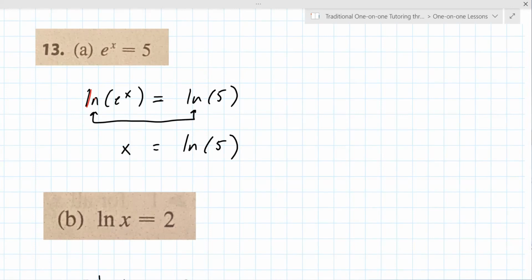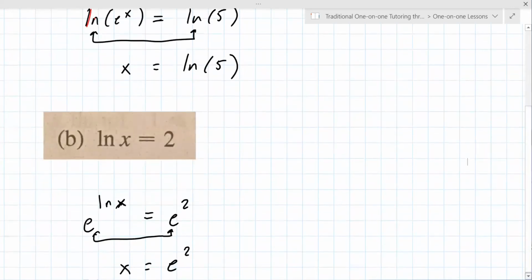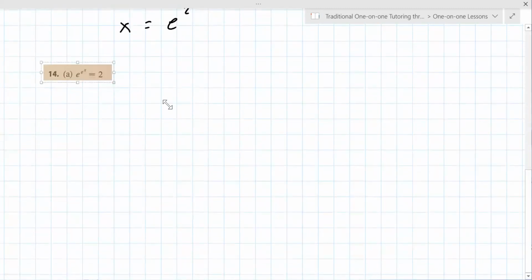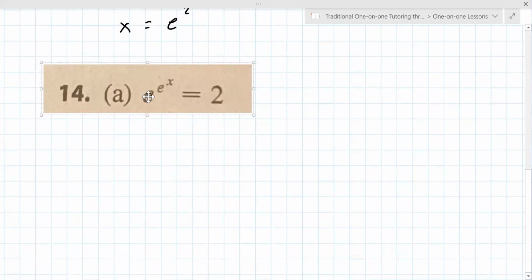Okay, 14. Do you want to do that one? As always, if you want some like this, just let me know, and I can make those real quick for you. So this one is annoying because it's got an e to the x. If u was e to the x, this would be e to the u equals 2. You have to treat this thing as if it's a variable.